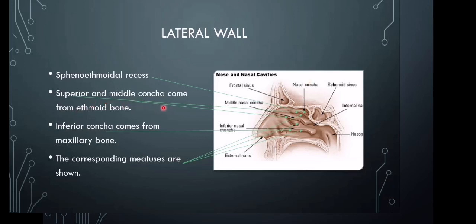The superior and the middle concha come from the ethmoidal bone. Here is the superior concha and here is the middle concha. The inferior concha comes from the maxillary bone. Note that the corresponding meatuses are below each concha. Here we have the inferior meatus, here we have the middle meatus, here we have the superior meatus.